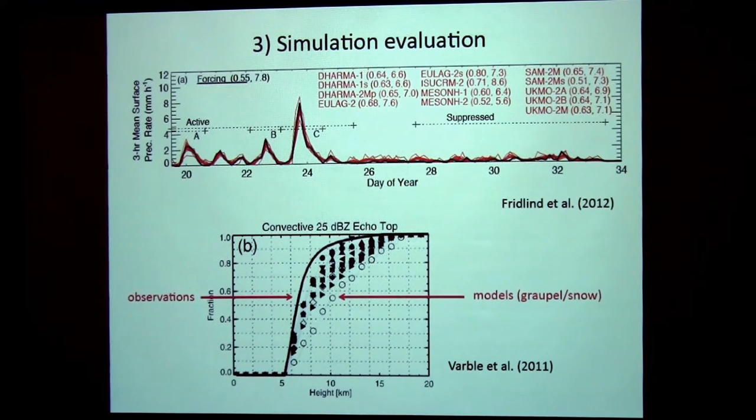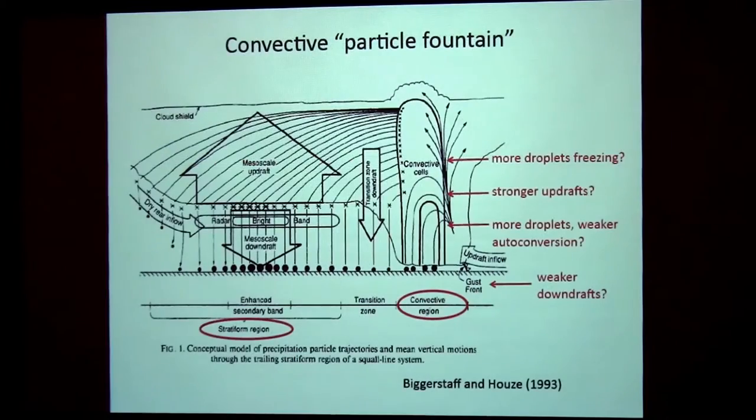And so that's really a bias. All of the models, one-moment, two-moment, no matter what, are getting the right precipitation, but they have these biases in their representation of the microphysics. This is in the convective region. So a little more on the convective region.